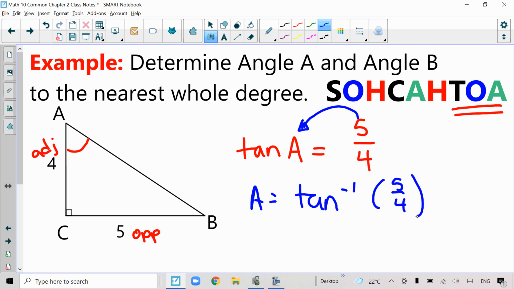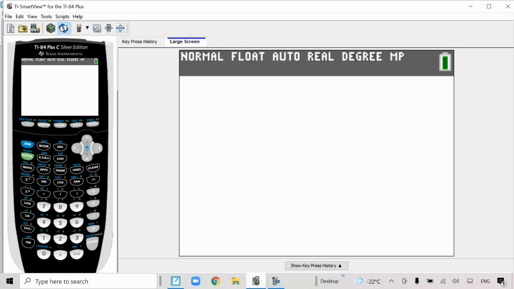So let's put this into our calculator and find angle A. In here, I'm going to do tan inverse. To get any of my inverse keys, I first do my second key, and then I do tan. See how it's tan and it looks like a little -1? That's just the notation for inverse. So tan inverse, we're going to give it the ratio. The ratio is 5/4, and then the calculator will give us the angle that goes with that.